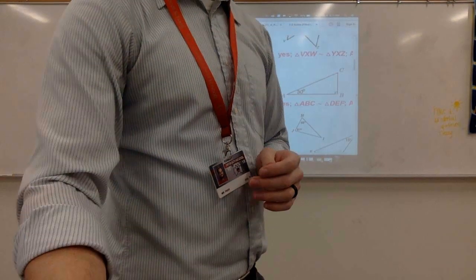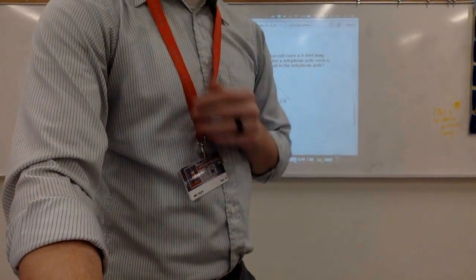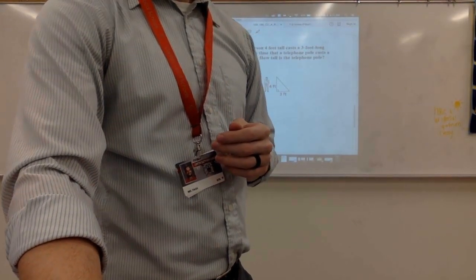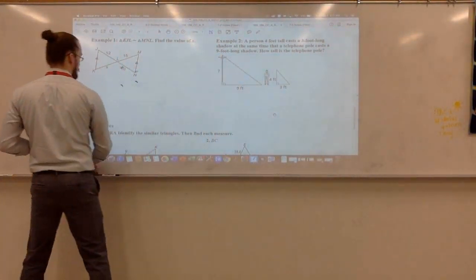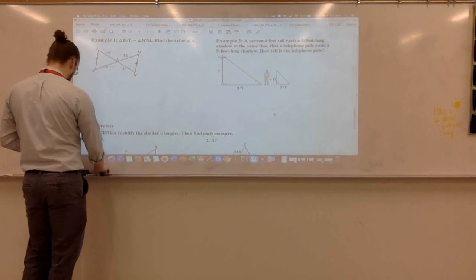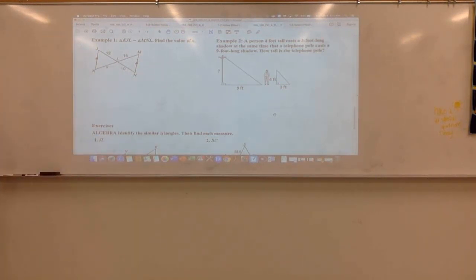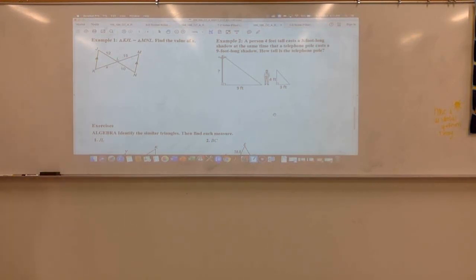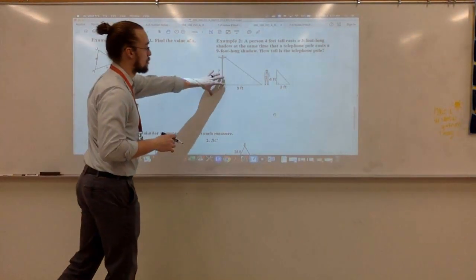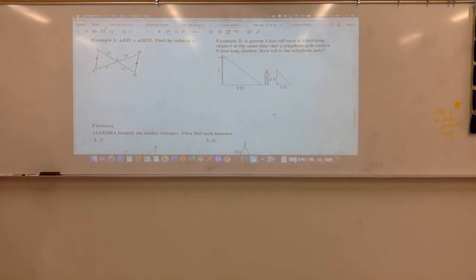All right, then flip over to the back. On the back, we just have a few more examples of setting up and solving proportions, right? But sometimes we may first have to show that the triangles are similar in order to set up a proportion, or this actually, example 2, is a pretty common story problem dealing with this idea.